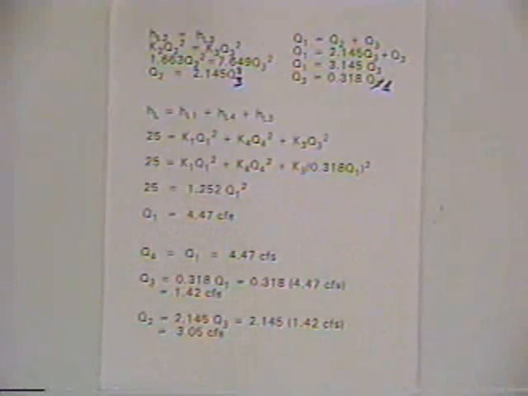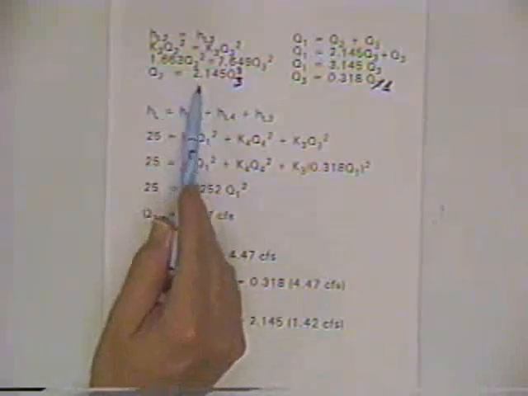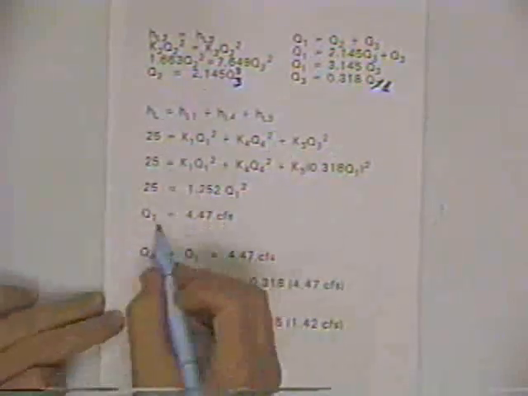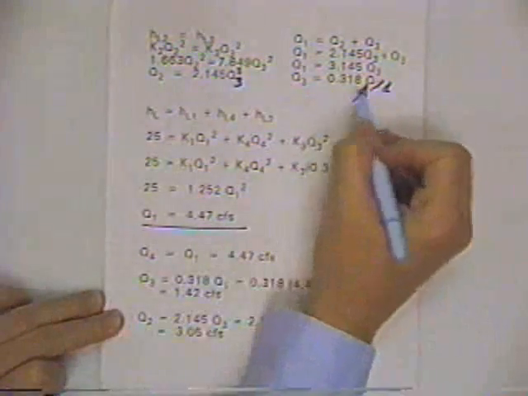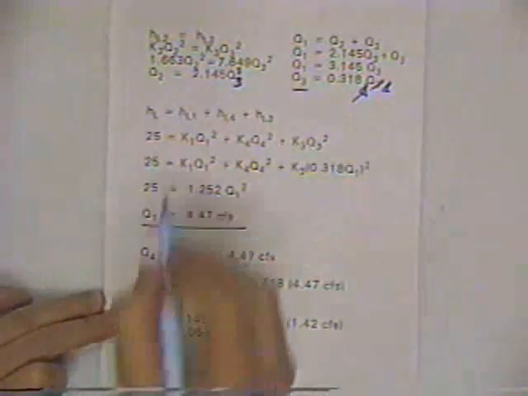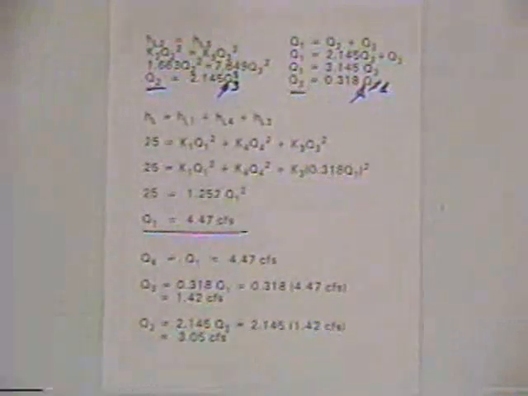After you know the discharge in one of the pipes, then it's just a matter of going back to these relationships. We know the discharge in pipe 1 is 4.47 cubic feet per second. We plug that back in to get the discharge in pipe 3, which we can plug back in to get the discharge in pipe 2.